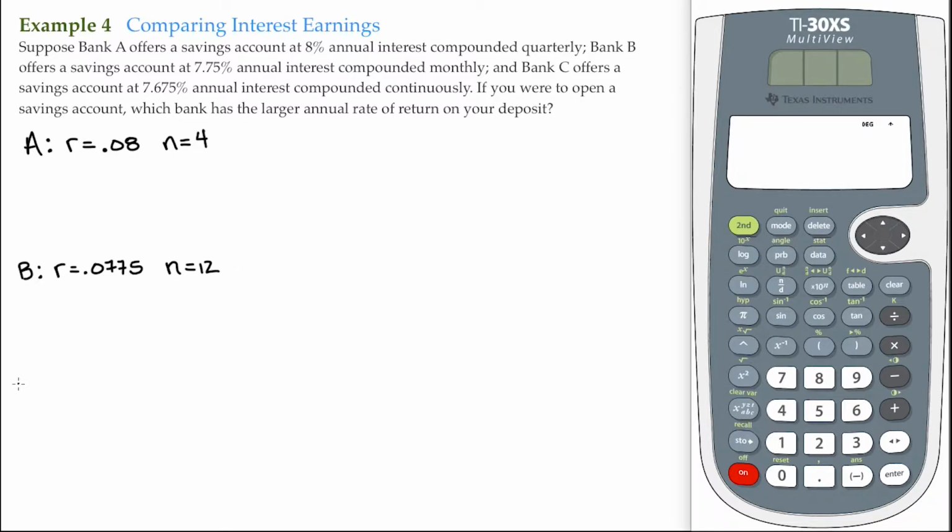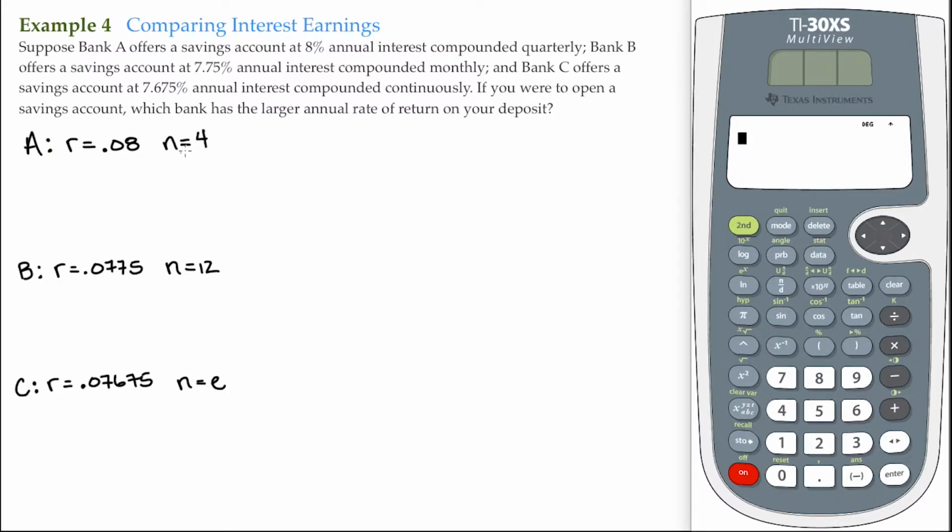And then Bank C, its rate is even lower. It's 7.675%. And its compounding is continuous. So we'll just say N is equal to e.